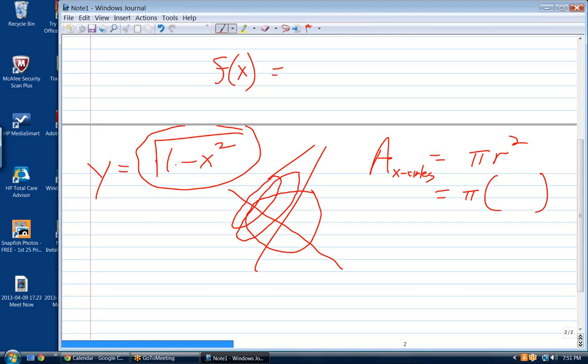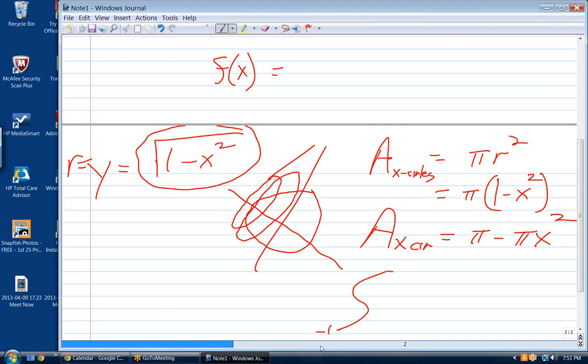But so if this is our radius, then when we square it, we get this. So now the area of each of our cross circles is pi minus pi x squared. And we're going to integrate those. Where do they go from? From where to where?